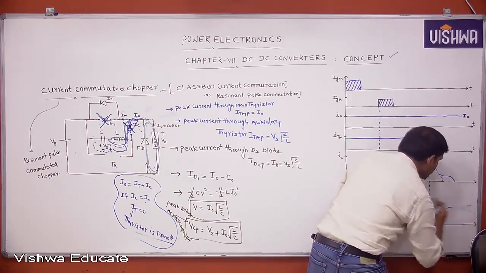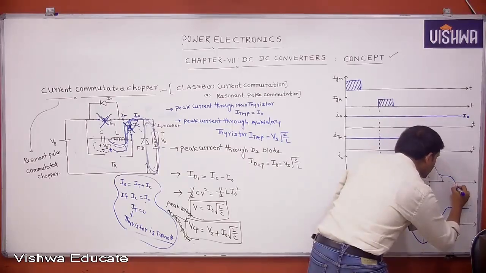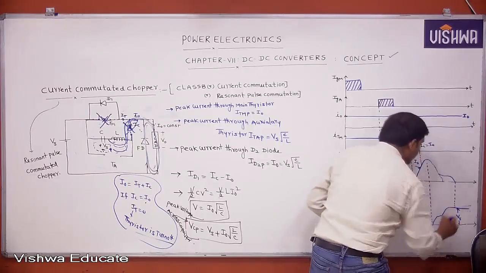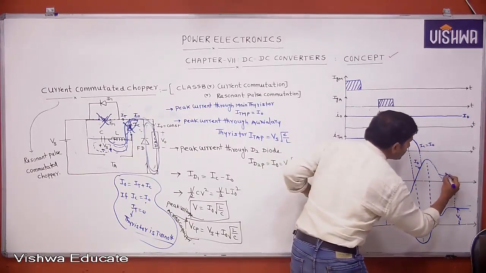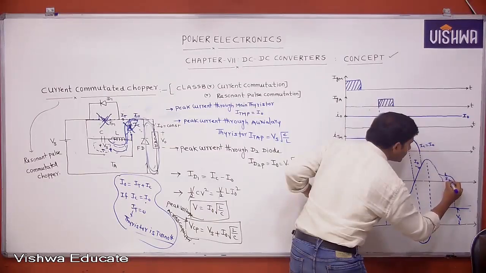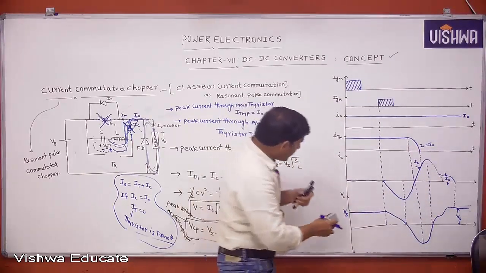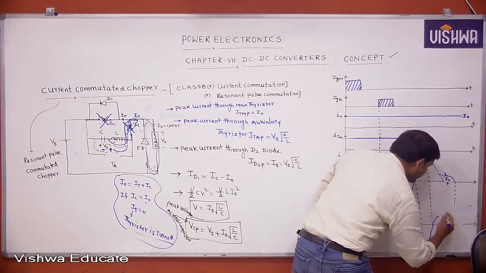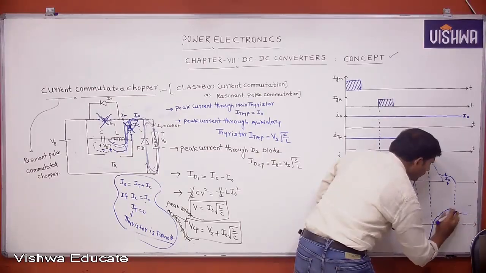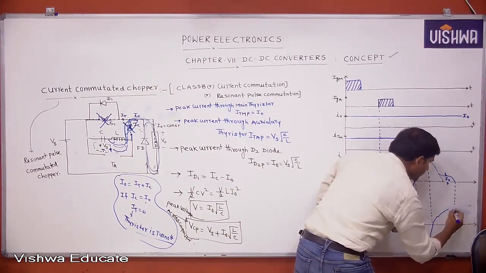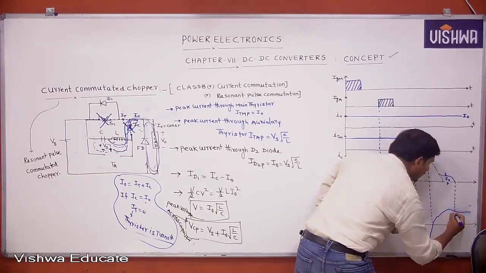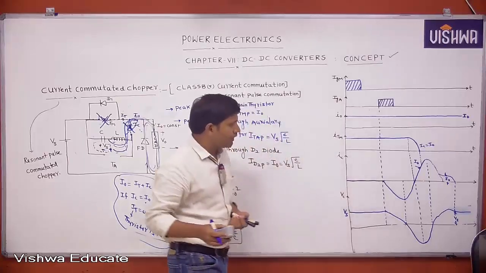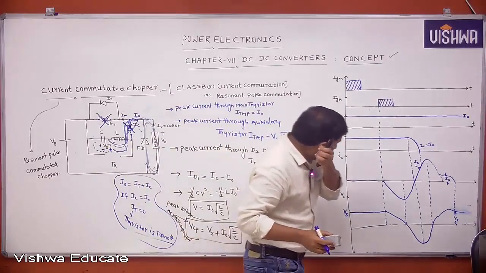It falls to Vs. Whenever the capacitor voltage reaches Vs, the current falls to 0. The capacitor current falls to 0 because it has completely discharged and completely reversed its polarity. Then it becomes plus Vs again. You can get it like this. This is Vs. Again it falls to Vs. Like this we can get the wave shape.